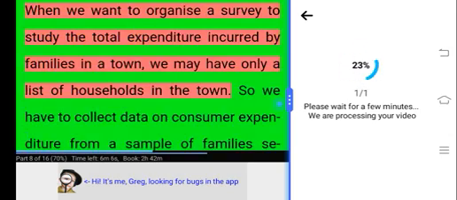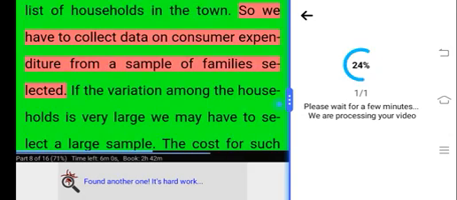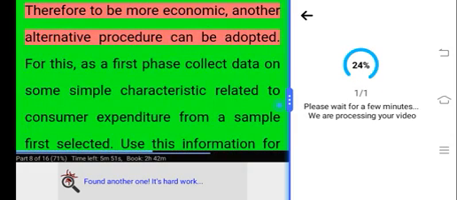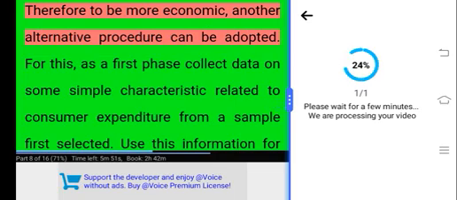Multi-phase sampling. When we want to organize a survey to study the total expenditure incurred by families in a town, we may have only a list of households in the town. So we have to collect data on consumer expenditure from a sample of families selected. If the variation among the households is very large, we may have to select a large sample. The cost for such an inquiry may therefore be very large. Therefore, to be more economic, another alternative procedure can be adopted.